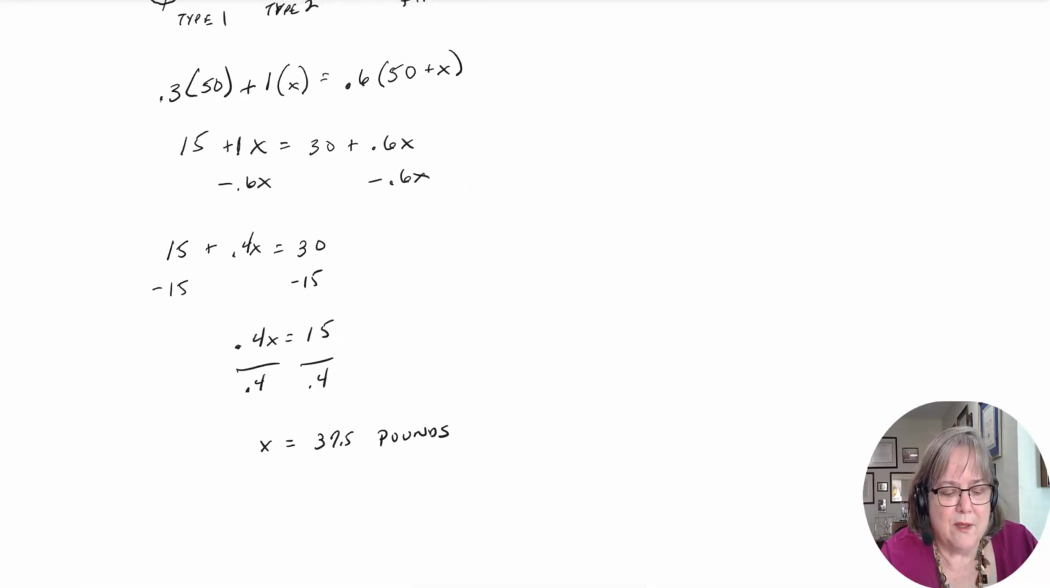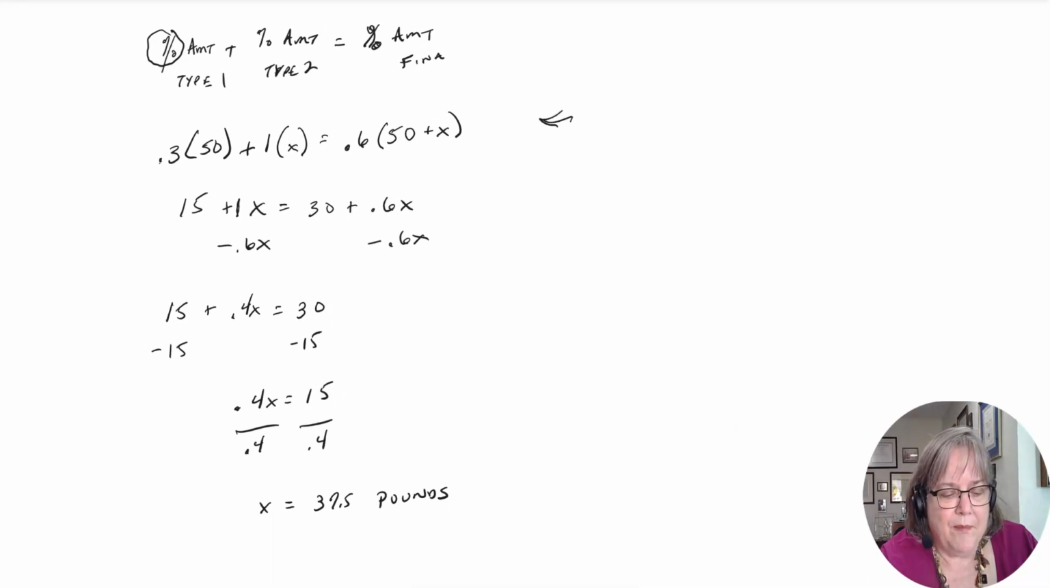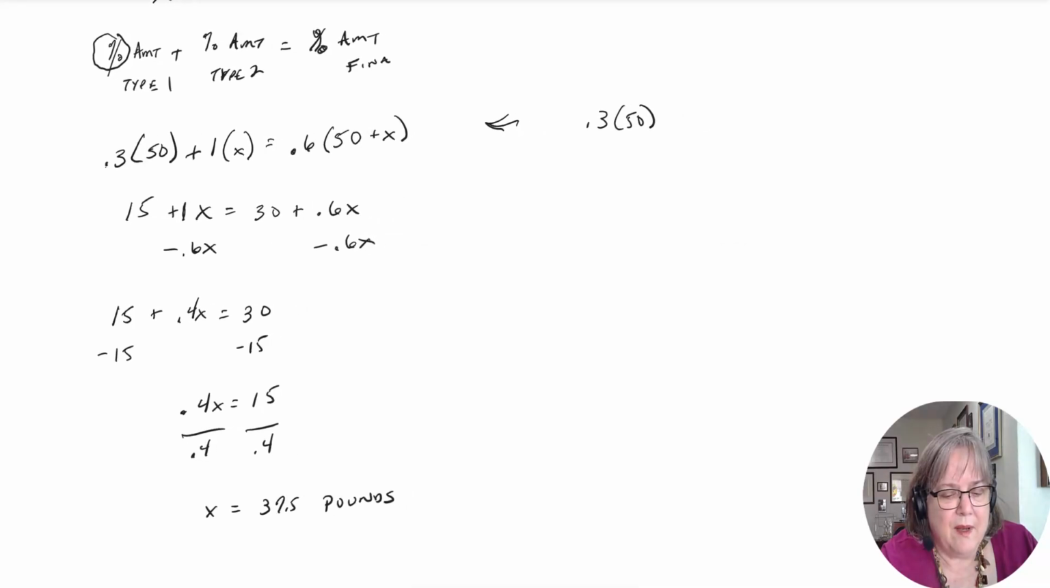So let's see if that works, just for grins. Technically what I'm doing, if you go back up into here, is I have 0.3 times 50, right? And then 1 times 37.5 pounds of pure oats. Does that equal 0.6 of 50 plus 37.5? And if you check it, it does.